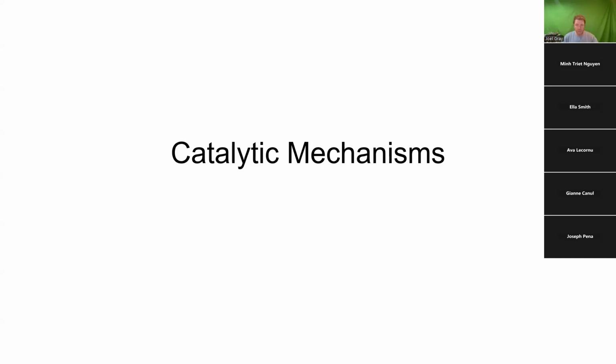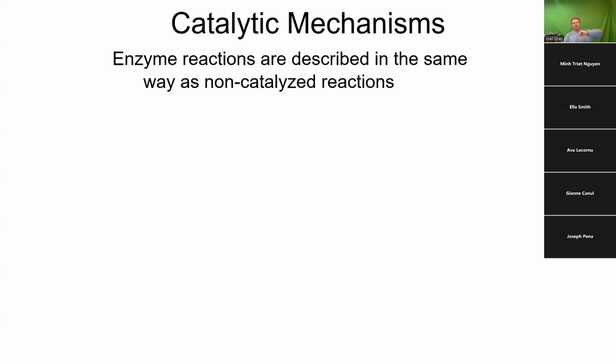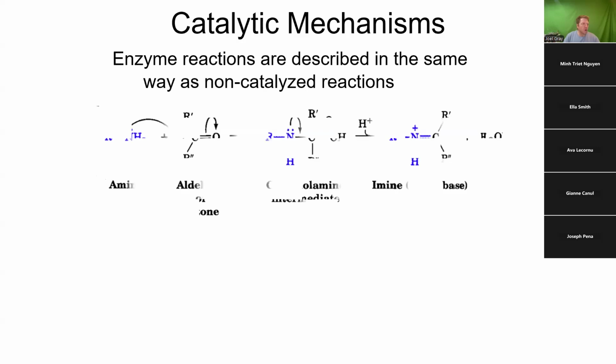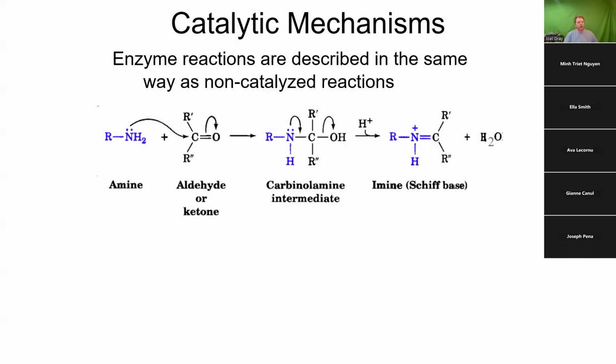We're going to use a couple of examples. I'm going to introduce you to a couple of different enzymes. And we're also going to wrap up with talking about how enzymes can be regulated. So, catalytic mechanisms. Enzyme reactions are described in the same way as non-catalyzed reactions. And so, if we were to look at something like this right here, where we have some electrons.